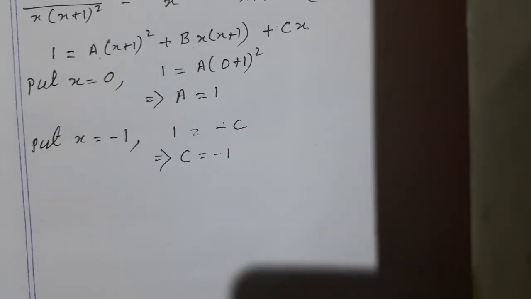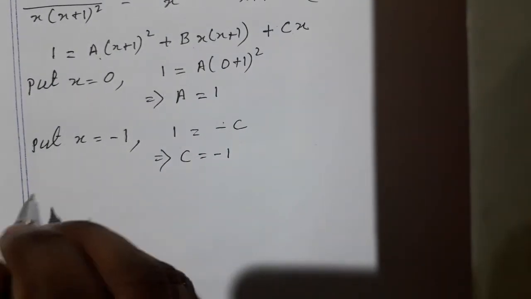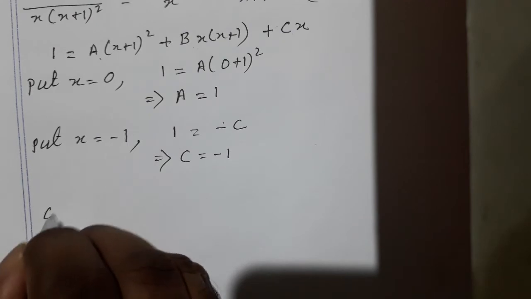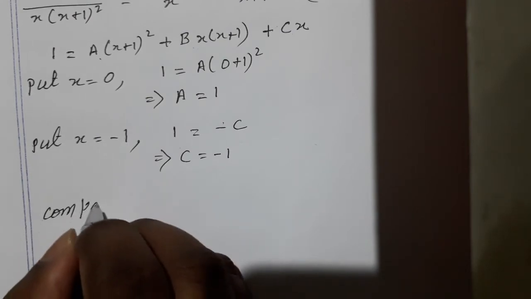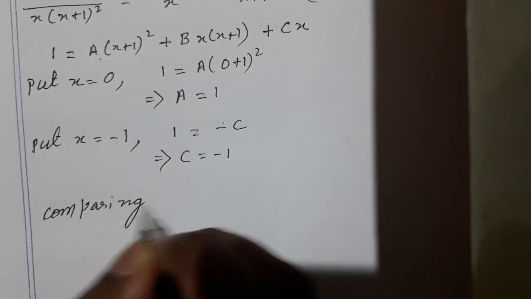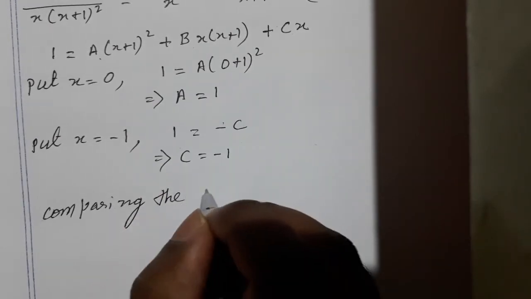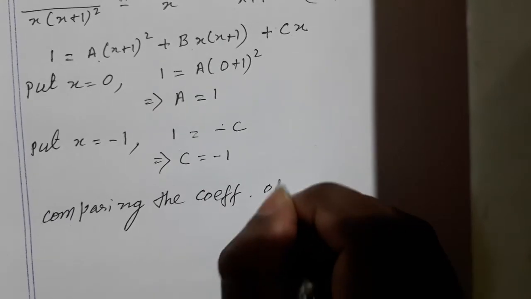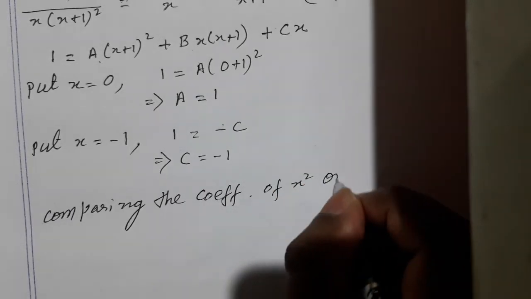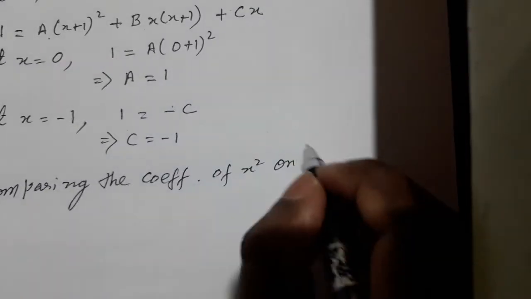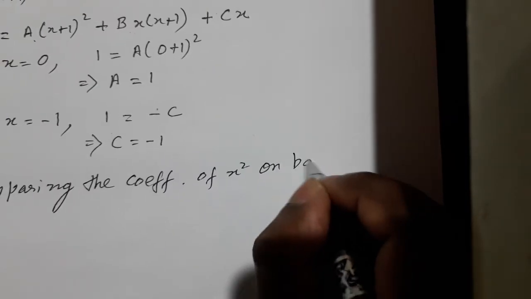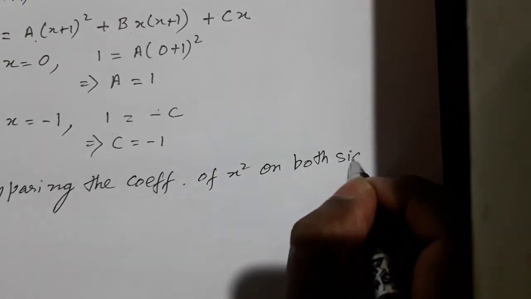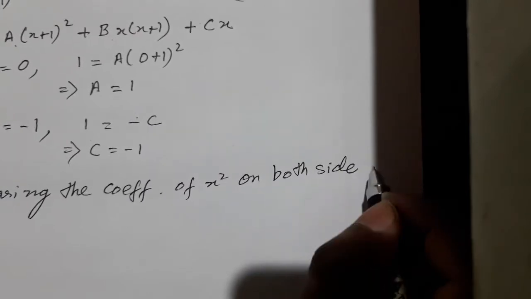Now we are left with only finding the constant B. So for finding the constant B, let us compare the coefficient of x squared on both sides.